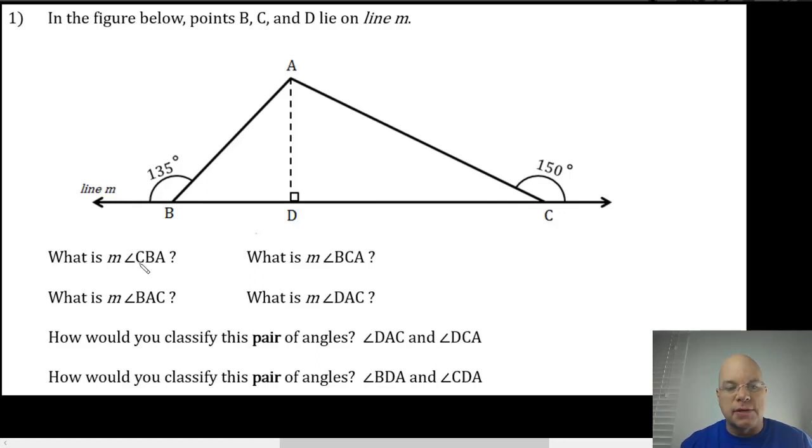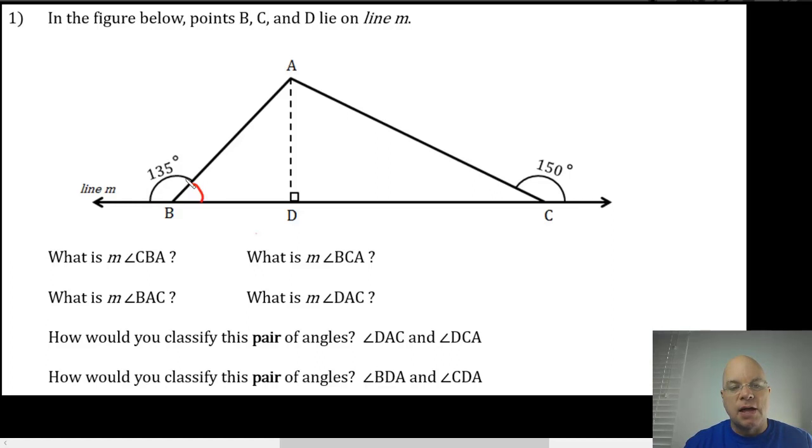And we're asked, what is the measurement of angle CBA? So we need to trace angle CBA. Go from C to B to A to understand that they're talking about this angle right there. And so I can find angle CBA if I understand that this 135 degree angle and angle CBA are supplementary. And supplementary angles have a sum of 180 degrees.